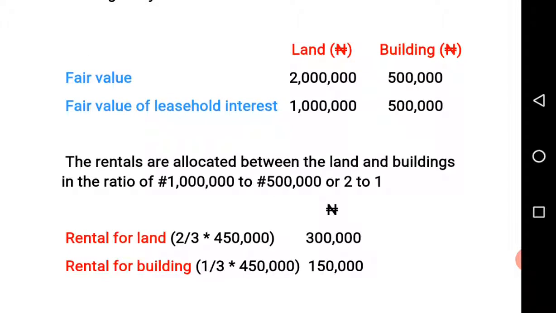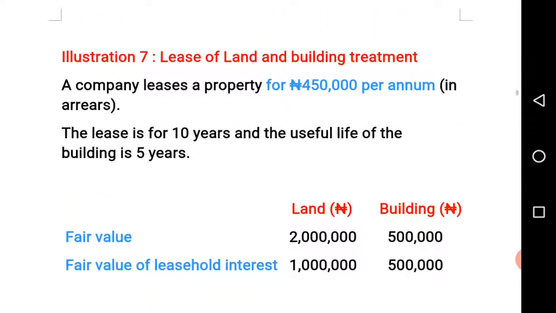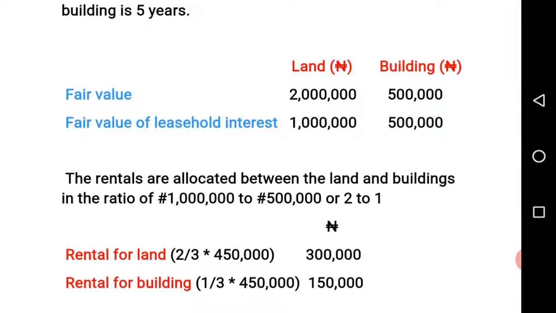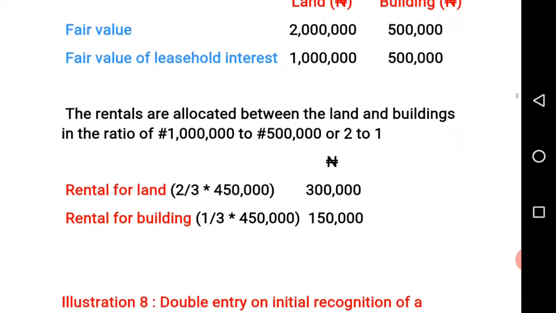For rent in land, we have 2/3 times 450,000, which is the annual payments here. 2/3 times 450,000 gives us 300,000, while the rental payment for building gives us 1/3, the balance, times 450,000, which is 150,000. So each year, the part of land paid for is 300,000, while the part of building paid for is 150,000, which gives us the total payments of 450,000 yearly.